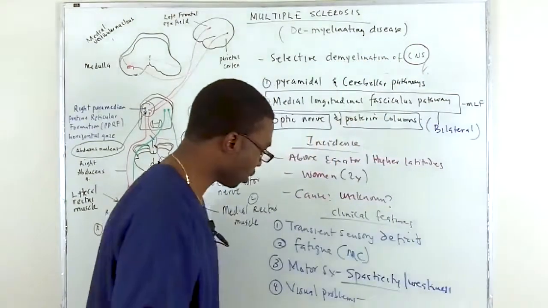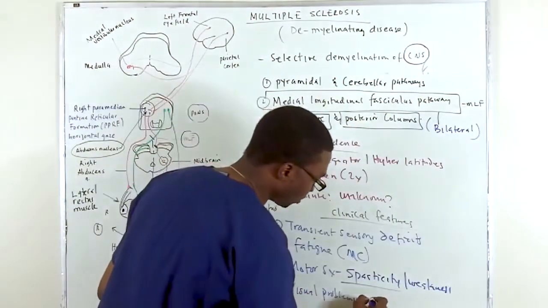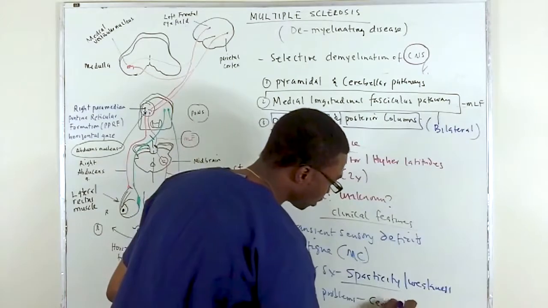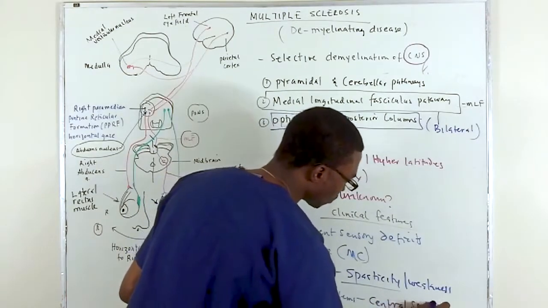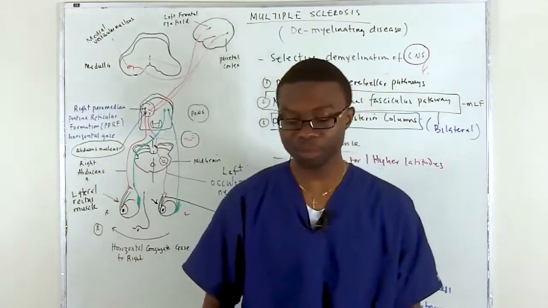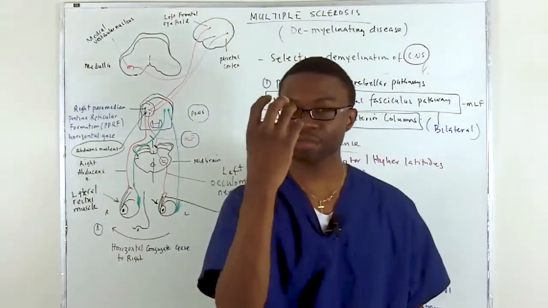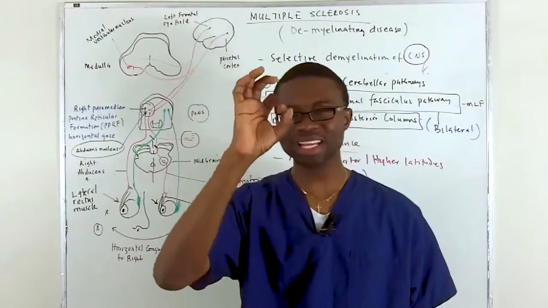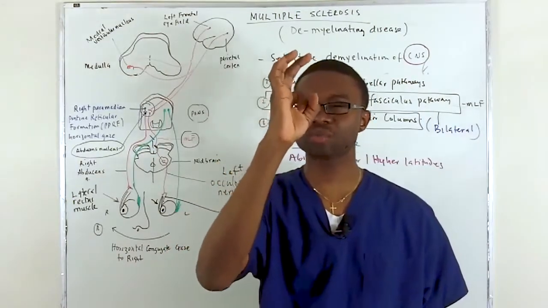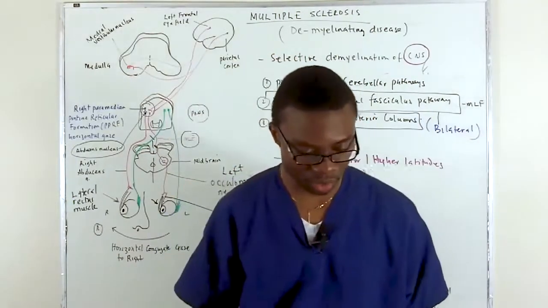Another thing that patients can complain of is something known as central scotoma. What is central scotoma? Patients report they have dark spots in the center of their vision. I just see this dark spot right in the dead center, and it's not going away.